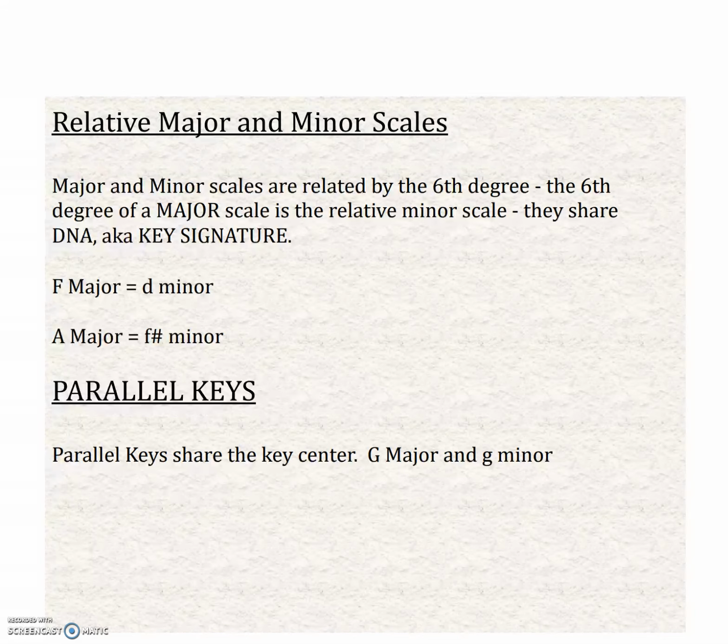So major and minor scales are related by the sixth degree, meaning the sixth degree of a major scale is the relative minor scale. They share DNA, meaning a key signature. So F major has one flat, D minor has one flat. These are relative keys. A major has 3 sharps, F sharp minor has 3 sharps. They are related, they are relative keys.